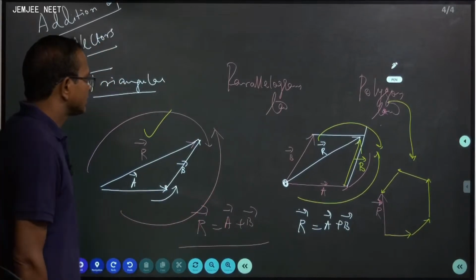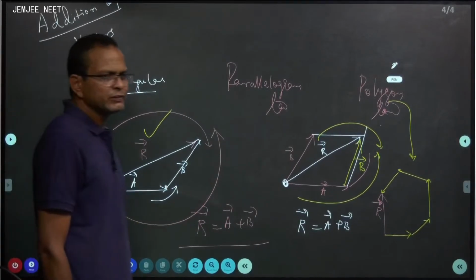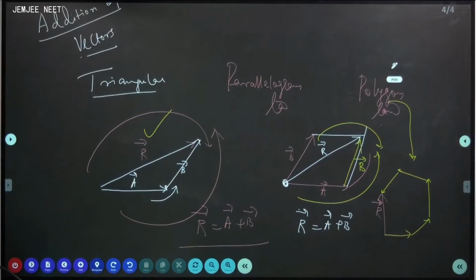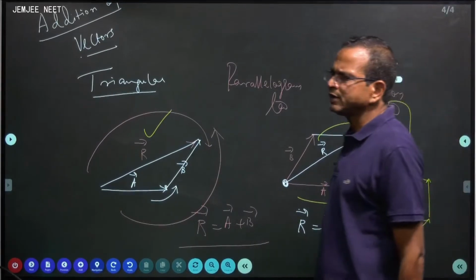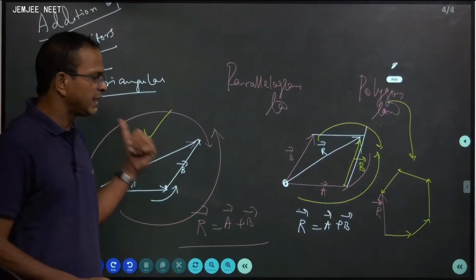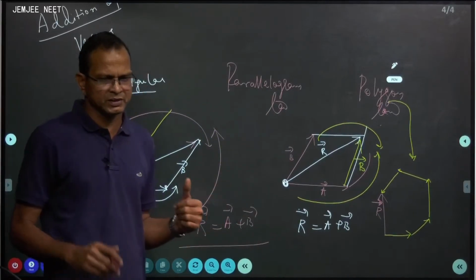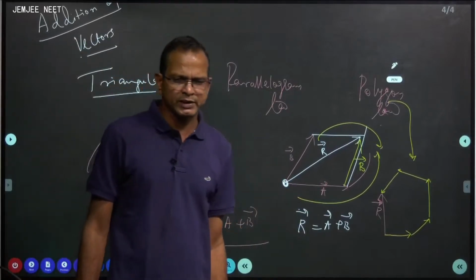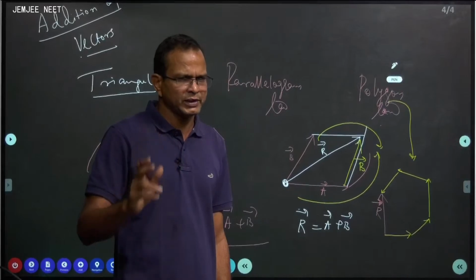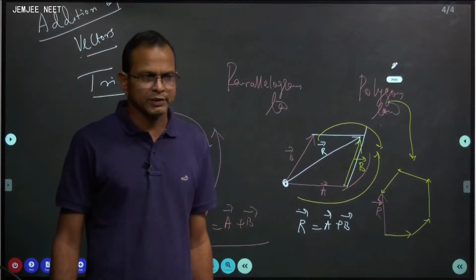Getting it? So once again, triangular law: if two vectors taken in order form two adjacent sides of a triangle, the closing side taken in opposite order gives the resultant. Parallelogram law: if two co-initial vectors form two adjacent sides of a parallelogram, the diagonal passing through the co-initial point gives the resultant. Then in the case of polygon law, if n number of vectors taken in order form adjacent sides of a polygon, the closing side of the polygon gives you the resultant.